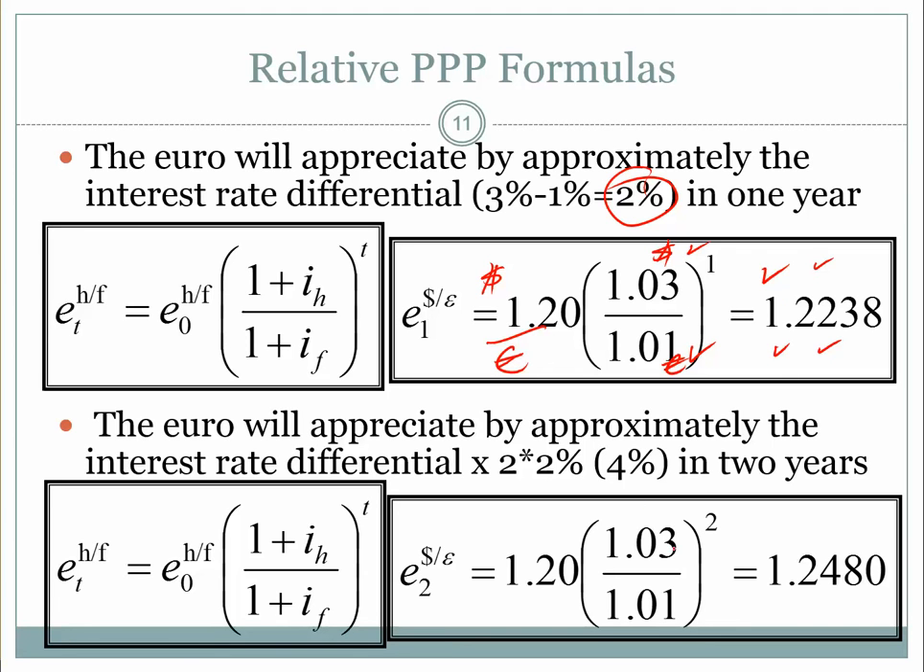Now if we're trying to predict the exchange rate over 2 years, and the annualized inflation for both years is 3% in the US, 1% in Europe, we can see the exchange rate go from 120 to 103 over 101 squared. The exchange rate goes up by about another 2%, or about 4%. So the exchange rate would go from 120 now to 124 if the US had 2% higher inflation per year.